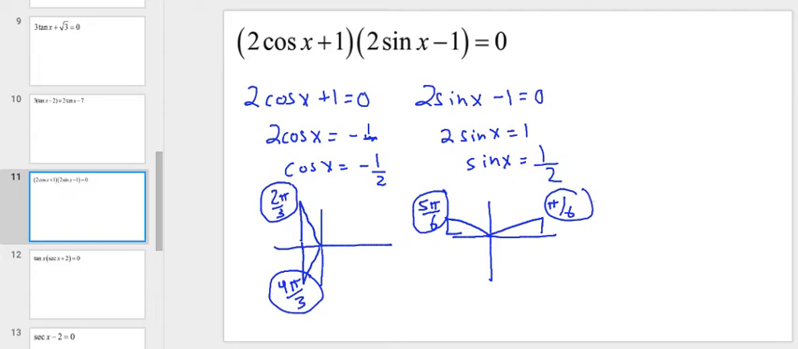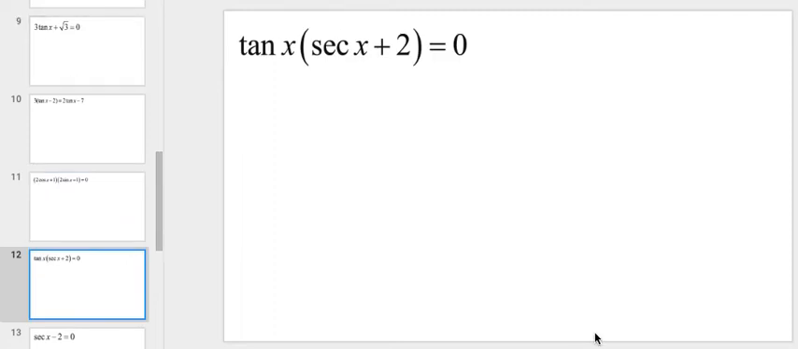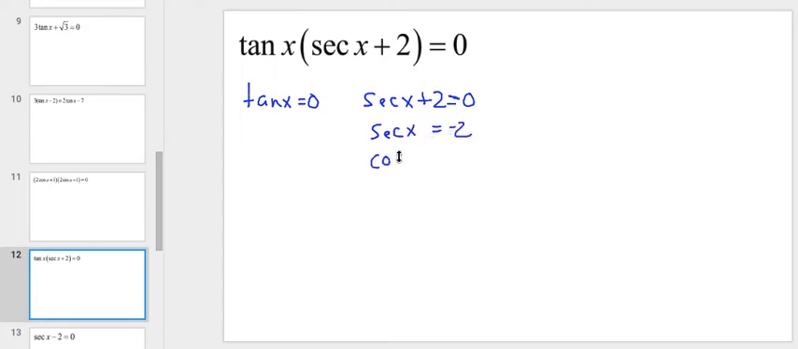Alright, we've got one more problem for this video, number 12. So we're given tan x times secant x plus 2 equals 0. This is another ZPP problem. We can just split it up right away into tan x equals 0 and secant x plus 2 equals 0. The second equation we can of course solve and make secant x equal to negative 2. And if we flip this and make it a cosine equation, it'll be equal to negative 1/2.